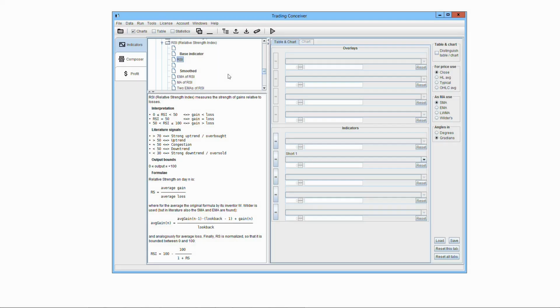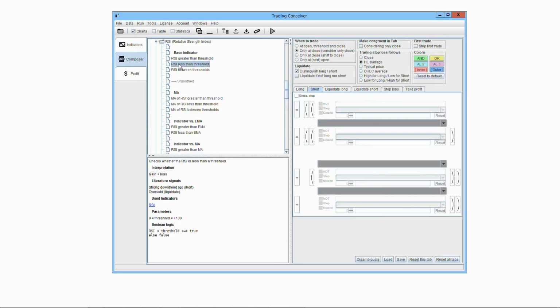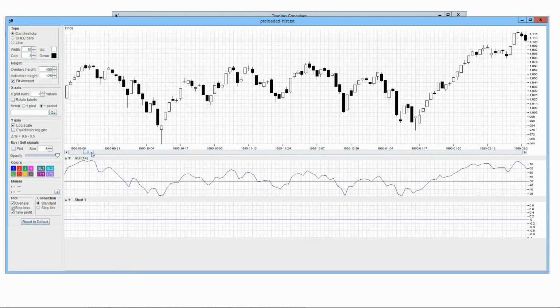Analogously to the previous example, according to literature, if the RSI is less than 30, there is a strong downtrend or an oversold market. By selecting the RSI less than threshold algorithm and inputting a threshold of 30, you can see when this happens.